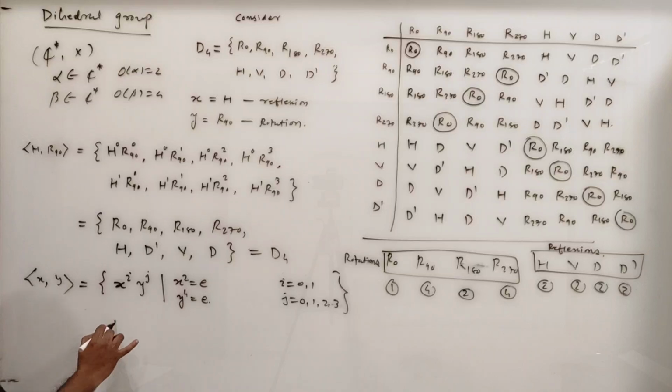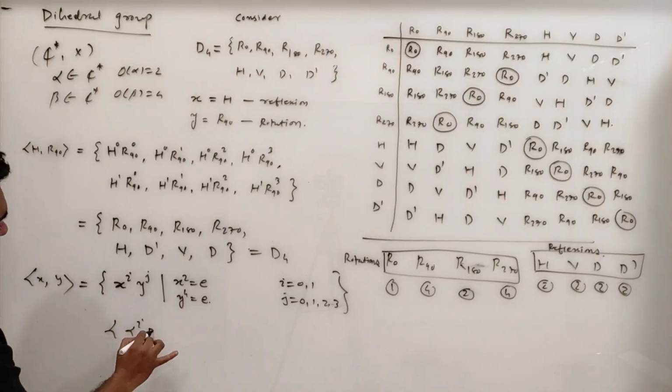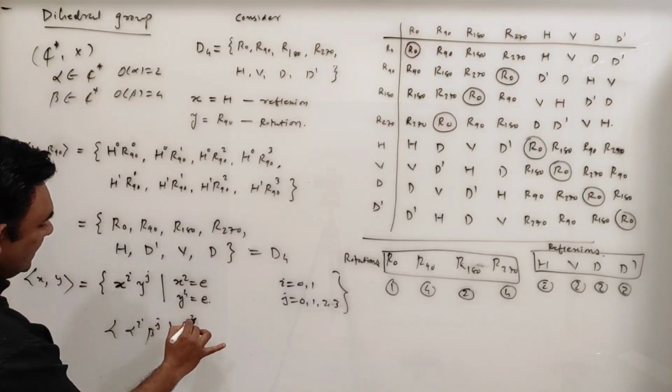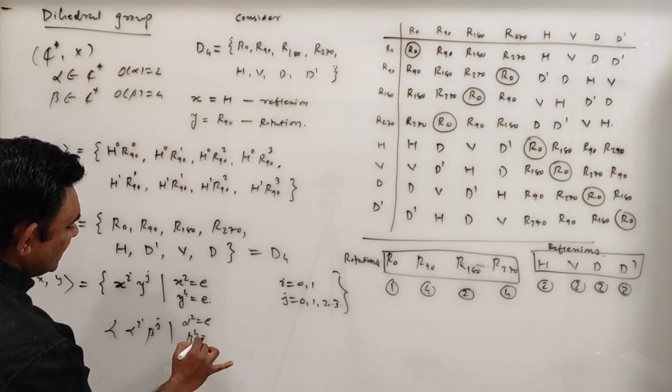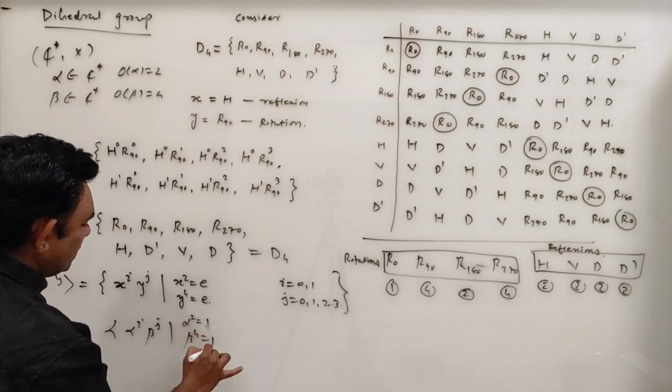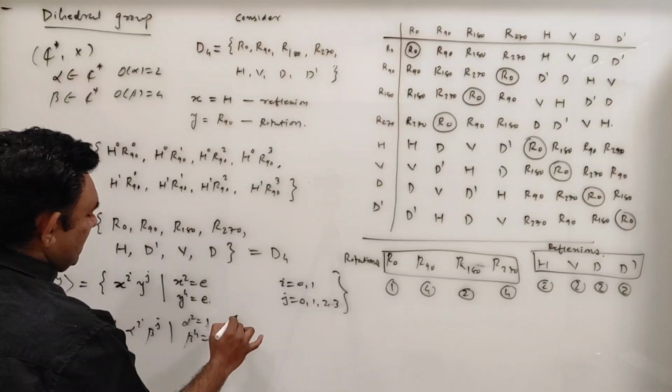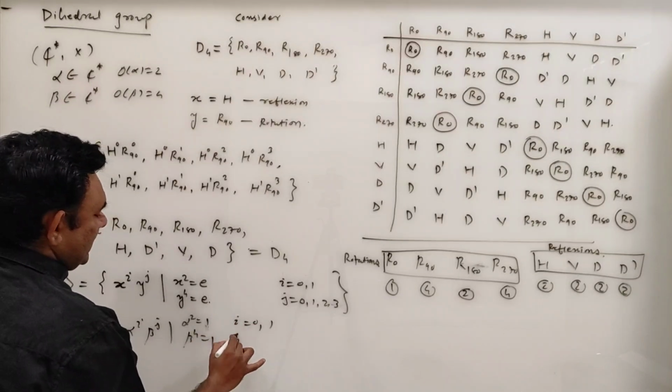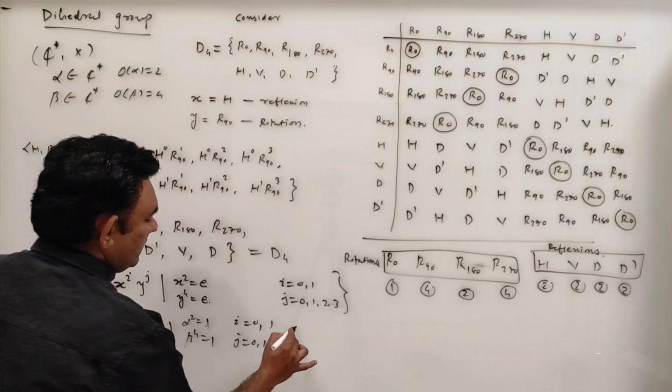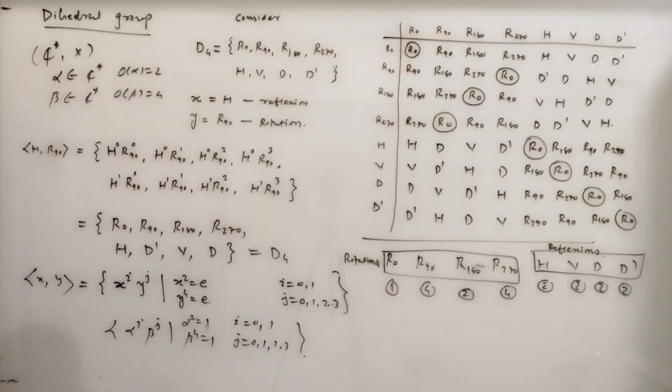Now you consider alpha raised to i, beta raised to j, and alpha square is identity and beta raised to 4 is identity. Identity here, identity is what? 1. And you consider i is equal to 0, 1 and j is equal to 0, 1, 2, 3, right? You consider this. Sorry, my mistake, एक गलती होगी.